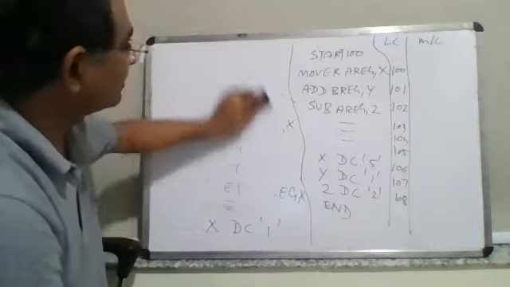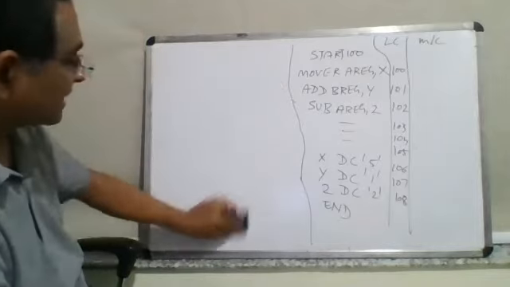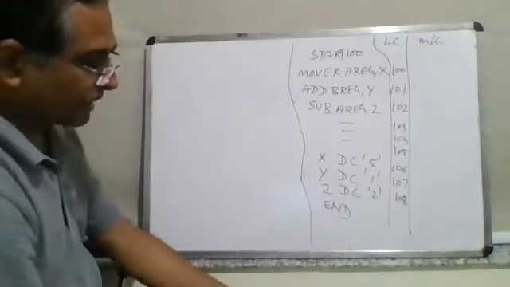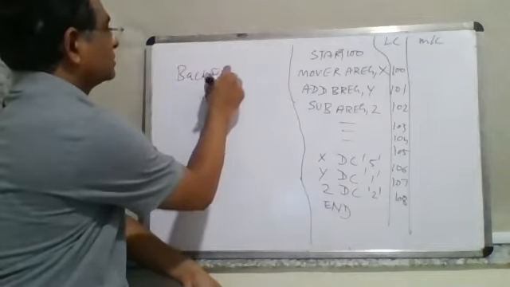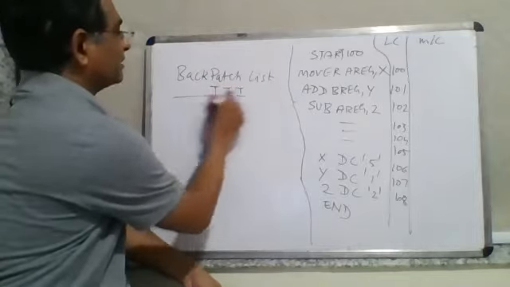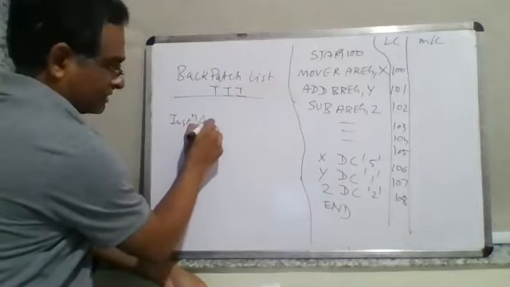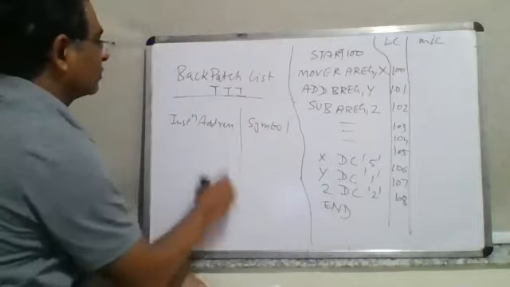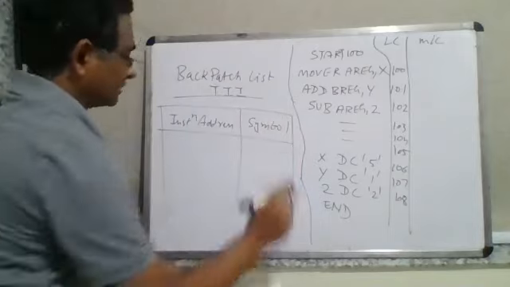So where to record all these incomplete instructions? The table of incomplete instructions is also known as TII. The table of incomplete instructions is known as TII. So there would be a backpatch list which will be created, or table of incomplete instructions, TII. Right. So what will be there inside this is instruction, address, and the symbol. What are the instruction addresses and what are the symbols? These entries are nothing but the addresses of incomplete instructions, right?